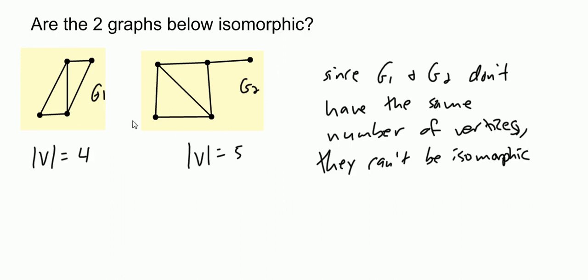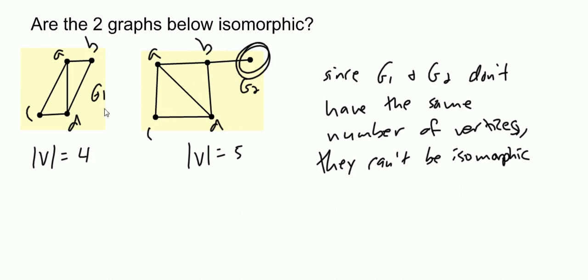So one of the easiest ways to rule out isomorphism is if you have graphs with a different number of vertices. If you decide to label these A, B, C, and D, no matter what you choose for A, B, C, and D here, you still have this other vertex that has nowhere in the original graph to map to, therefore they can't be the same.